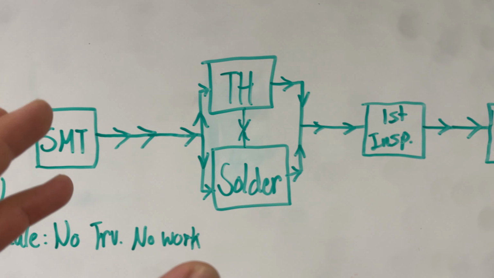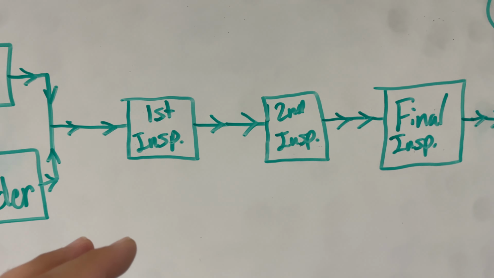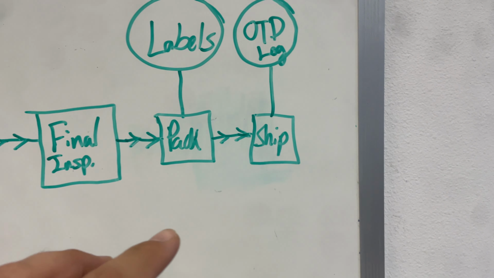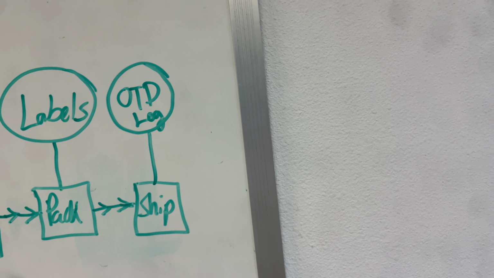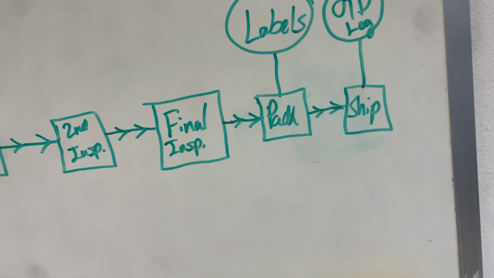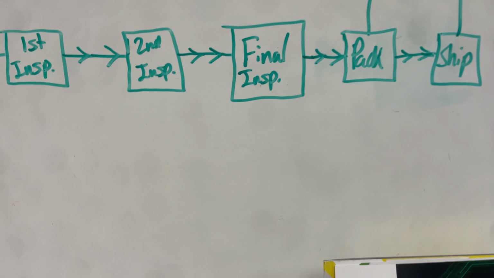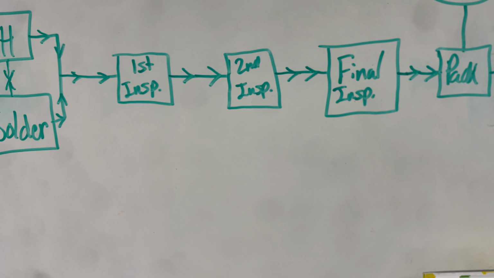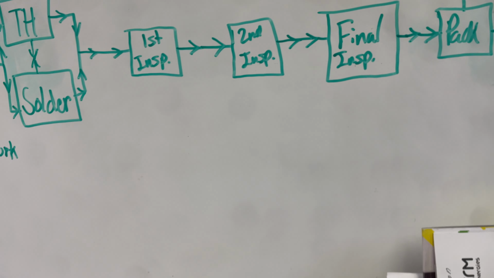From SMT, the traveler will move over to either through-hole or the solder department. And then from there, it'll move over to the first inspection, then from first to second, from second to final, and then from final to packaging, and of course, packaging to shipping. And whoever's in charge of shipping will be in charge of the on-time delivery log, and whoever's working the final inspection, and of course the first and the second inspection, will be in charge of, I can't remember the names of the logs, but it was 3 different logs that Will from Leviton had recommended that we put in place.